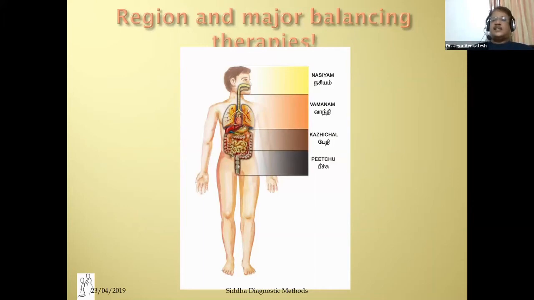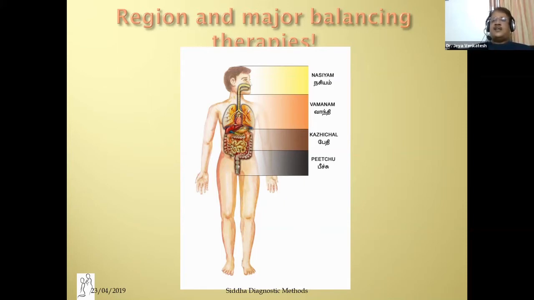The diseases seen in the head, that is above the neck, are treated by Nashiam. It's a process in which nasal drops, whether in oil form, liquid form, or powder form, are instilled into the nasal cavity to eliminate the toxins. The diseases that occur in the thorax, that is in the chest, below the neck and above the diaphragm, we can treat with emesis, that is to induce vomiting.